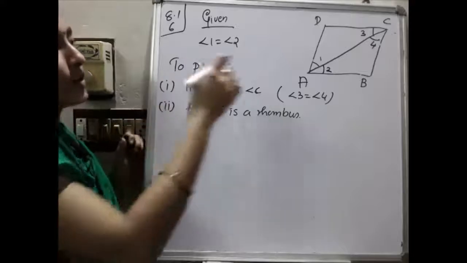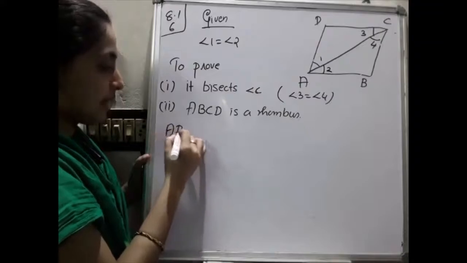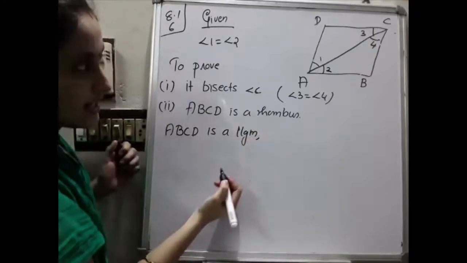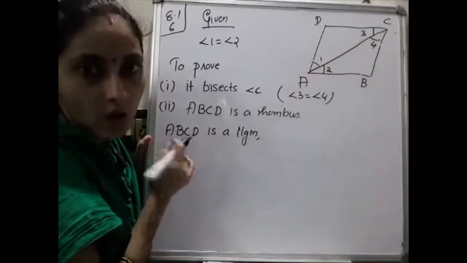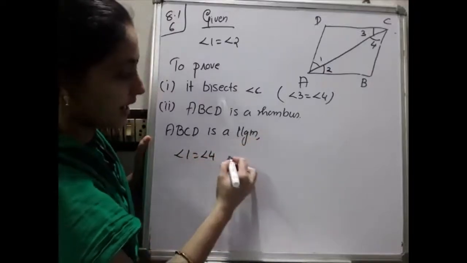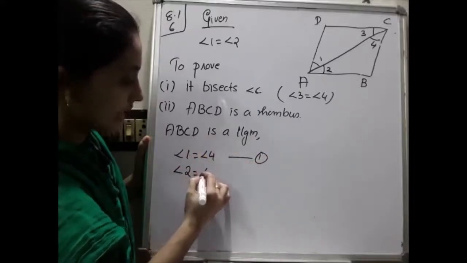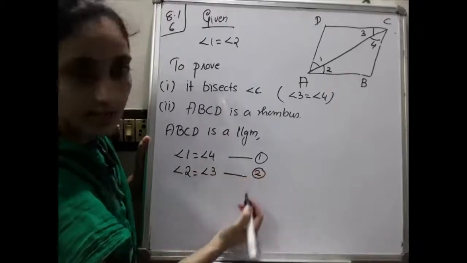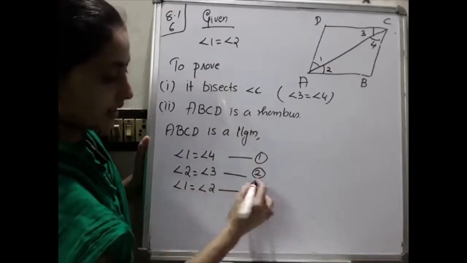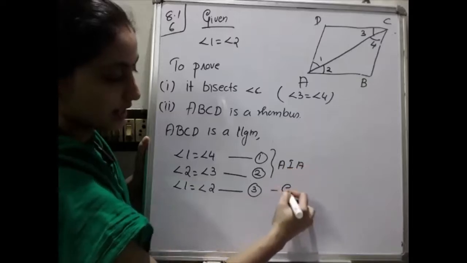So first of all you have to consider this is a parallelogram. ABCD is a parallelogram, that is already given in the question. So we can write angle 1 and angle 4 are alternate interior angles. They are equal, so angle 1 is equal to angle 4. Equation number 1. Then angle 2 is equal to angle 3. And according to our question, angle 1 is equal to angle 2. That is given.